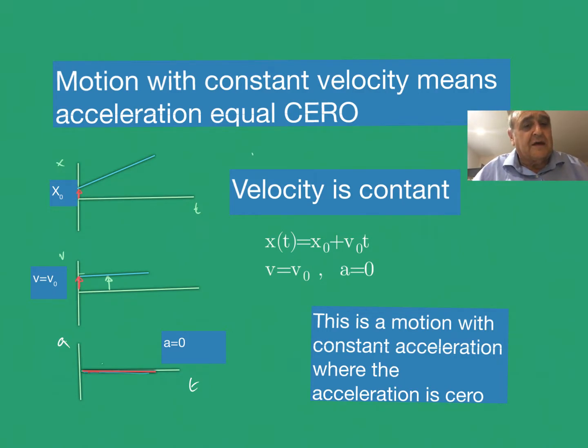So if you start with an initial velocity v0 of 1 meter per second, after 1 second your new velocity will be 2 meters per second. After 2 seconds, your new velocity will be 3 meters per second. So the graph will not be this one. The graph should be a rectilinear line because the slope is constant. So this is what we are going to study. Let's study this subject in detail.